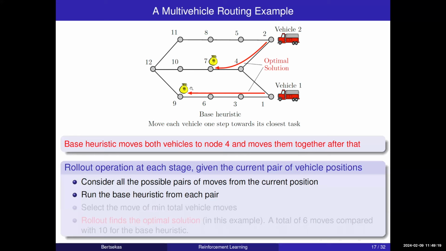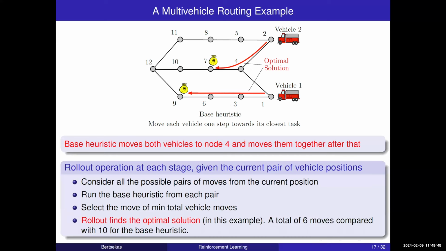So the cost of the base heuristic starting from this Q factor 4-3 is 4 because each vehicle moves 2 positions according to the base policy. And then the cost of moving to this Q factor is another 2 because both vehicles had to move 1 position each. So the cost of the base policy we saw was 10, and the cost of the rollout policy we saw was 6. So rollout, it turns out this is the minimum Q factor. In fact, moving along these paths here corresponds to the optimal solution. So rollout will choose to move vehicle 2 to node 4 and vehicle 1 to node 3. And then we repeat this calculation again, simulating the base policy in the next stage.